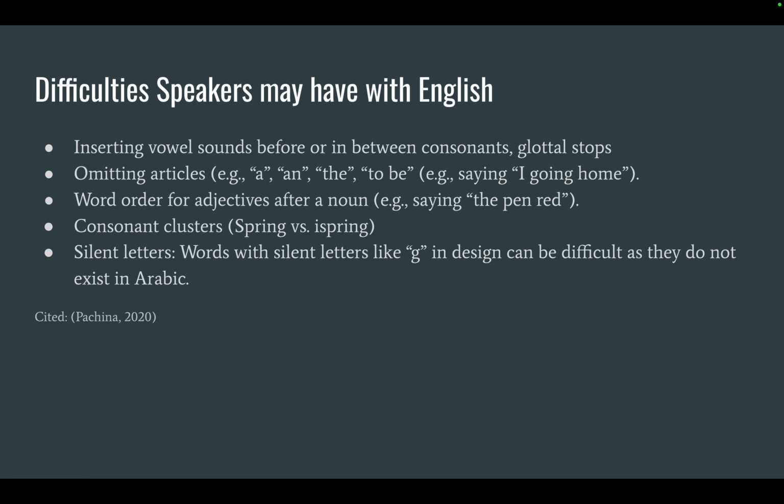Additionally, silent letters are also not found in Arabic. So take the word design, that when spelled out in English has a silent G. An Arabic speaker may have trouble pronouncing this word as they do not understand the concept of silent letters and may pronounce the G. When it comes to syntax of Arabic compared to English, Arabic tends to omit articles such as an, the, and to be.